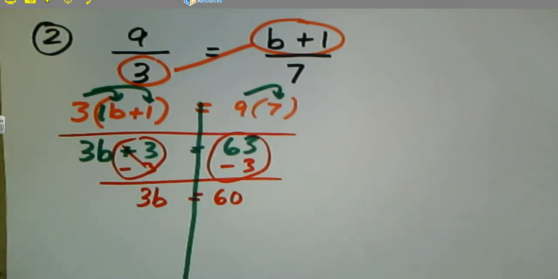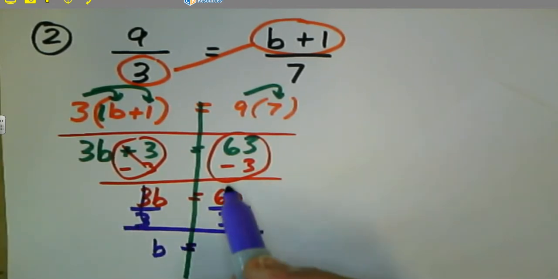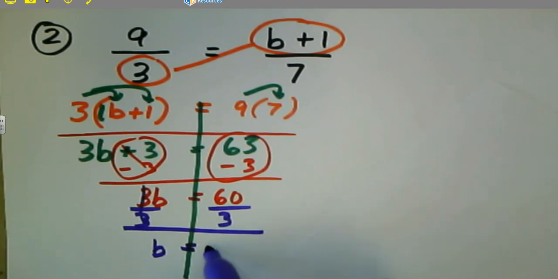And the final step is to remove what's multiplied or divided. Well, it's the 3. So we divide by 3. Our 3's are gone. And 60 divided by 3 is what? Should have come out with 20.